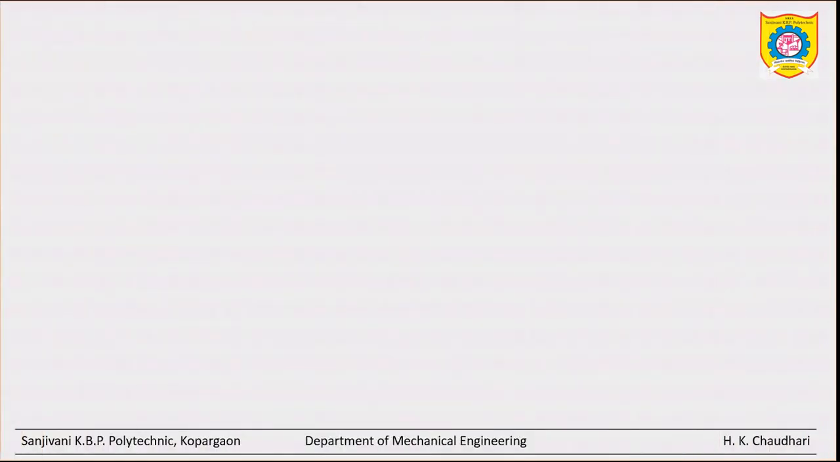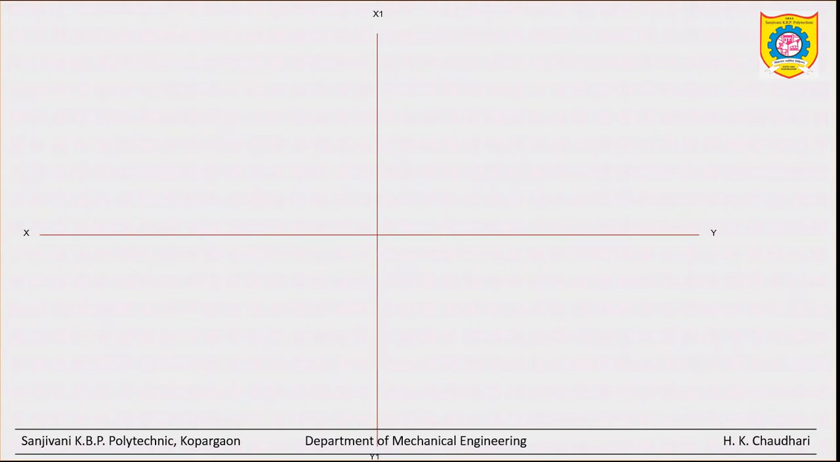So first of all, we have to draw the three views: front view, top view and one of the side views. We will draw LHS view. First draw XY horizontal line, then X1 Y1 vertical line. This X1 Y1 separates the front view and the side view, as we know. Then this 45-degree inclined line is to draw the projections from top view into the side view.